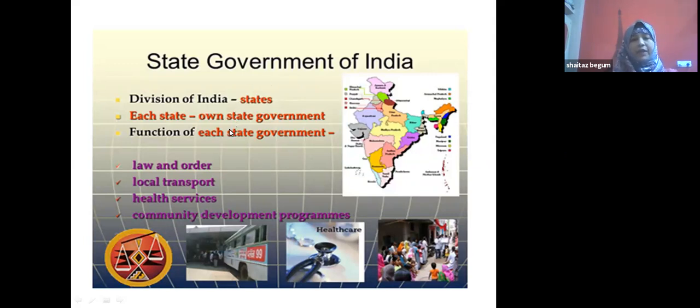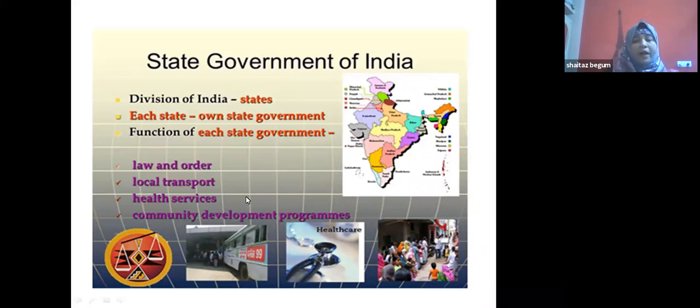Why are state governments important? India follows a federal system, a division of powers between states. Each state in India has its own state government, because it is needed to administer and to look after the well-being of the people. State governments are very important because they are responsible for basic community infrastructure like law and order, local transport, health services, community development programs, conducting elections, making laws related to marriage and divorce, issuing licenses, and all other important aspects of our daily life. So the state government is responsible for all these things in our life.